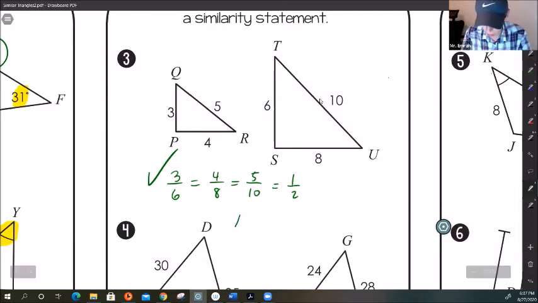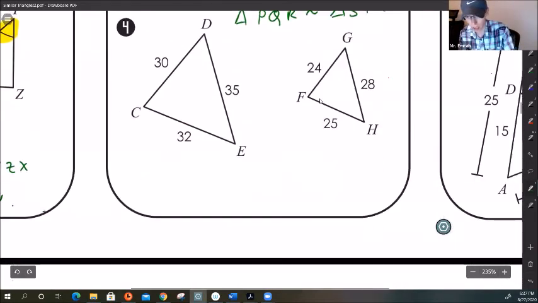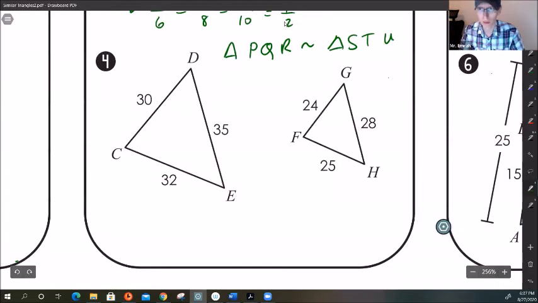I'm going to write my similarity statement as PQR is similar to, P is corresponding to S, and Q is the top angle, medium side, so T, U, by side similarity.